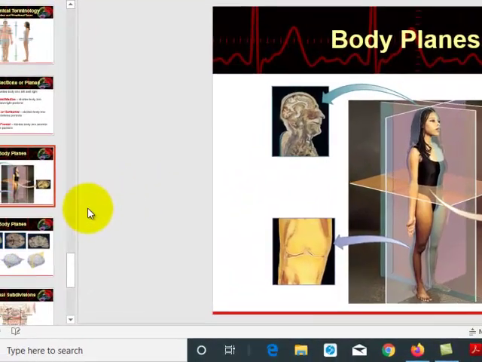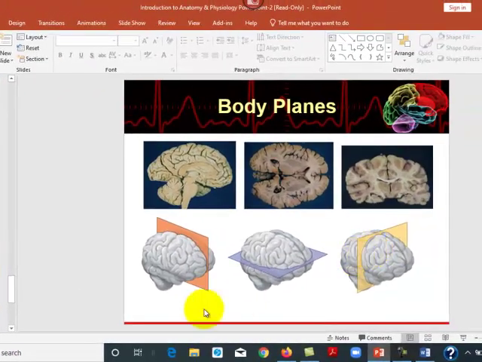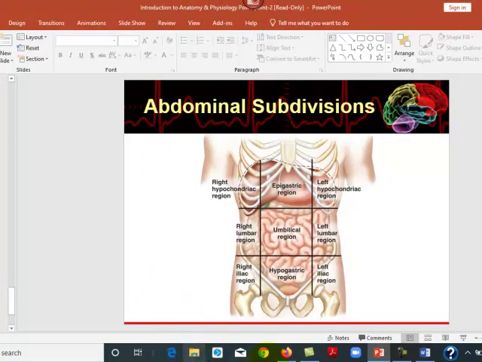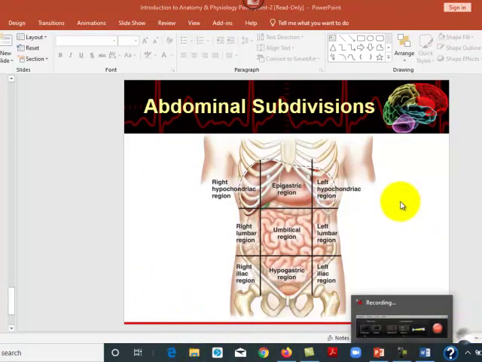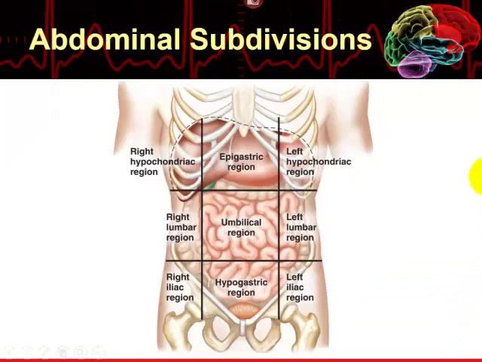You don't really see planes used a lot. I have seen them used in some exercise stuff. So here's mid-sagittal, here's transverse, and that's representing the frontal or coronal. Okay, we're getting to the end of our little anatomy tour of basic terms.